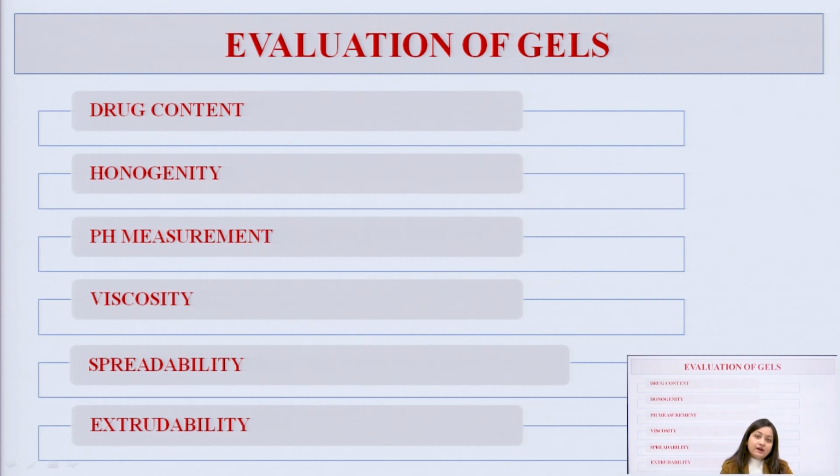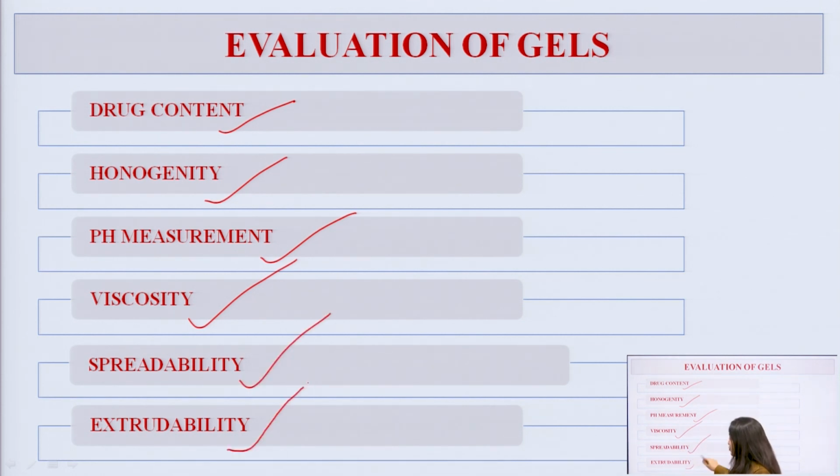So, gels. The evaluation parameters of gels are also different as compared to any other substances. The very first parameter is the drug content, the next is the homogeneity, another is the pH of the product, next is viscosity, another is the spreadability, and eventually we have the extrudability of the product.